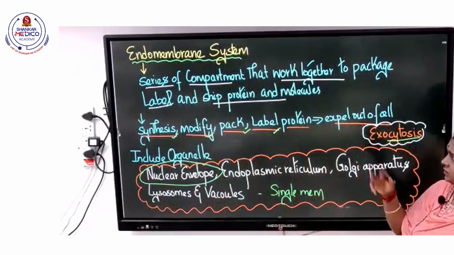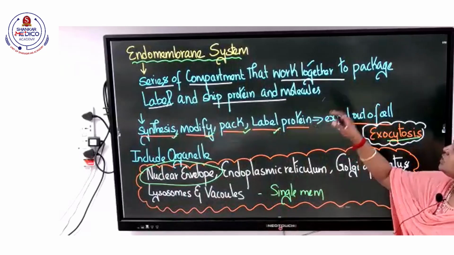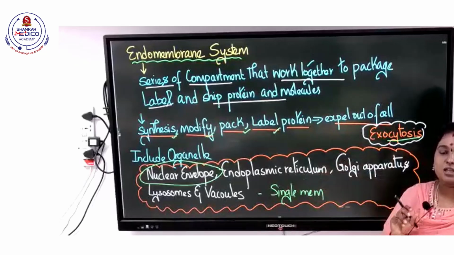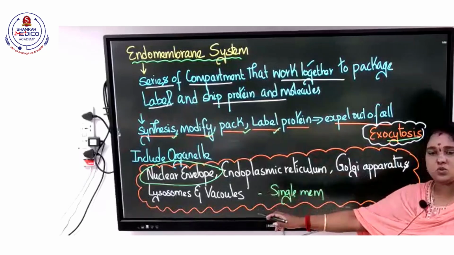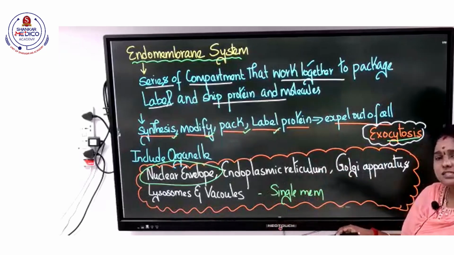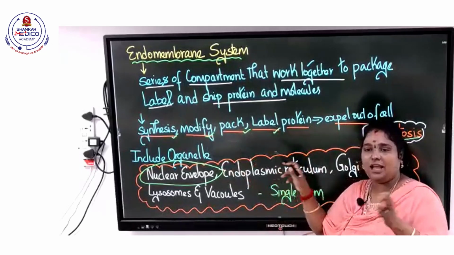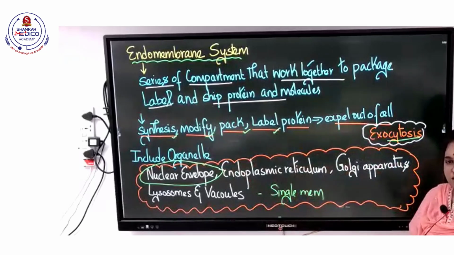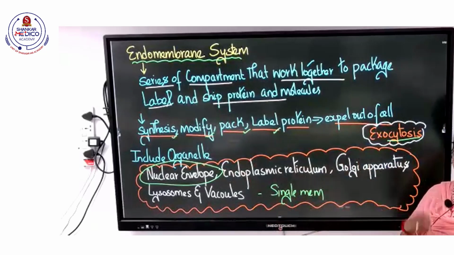To recap, an endomembrane system is a compartment system that works together to pack and ship proteins. It includes the endoplasmic reticulum, Golgi, lysosomes, and vacuoles, all of which are single membrane organelles. They synthesize, modify, pack, label, and finally do exocytosis, which means transporting outside the cell. This is your endomembrane system.